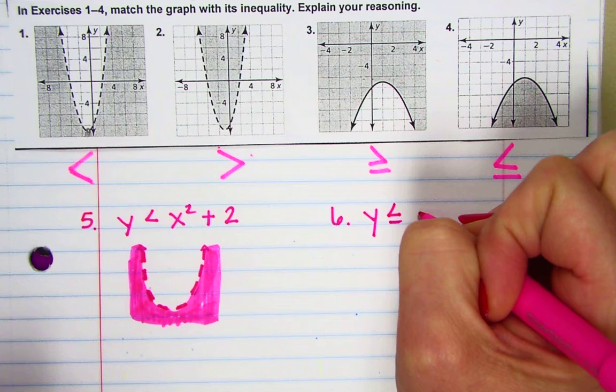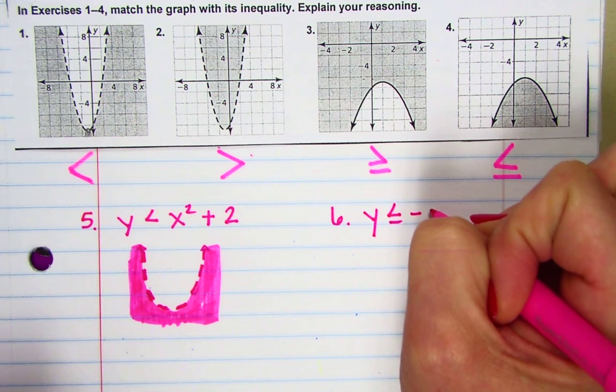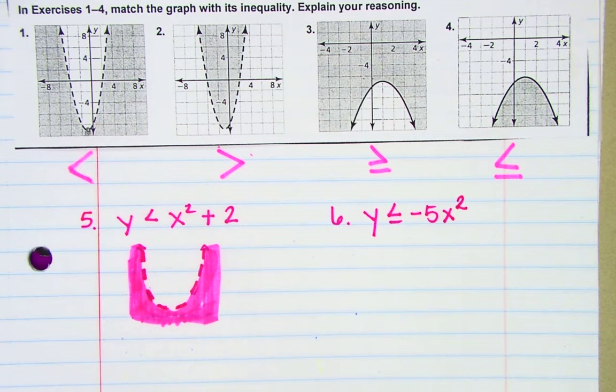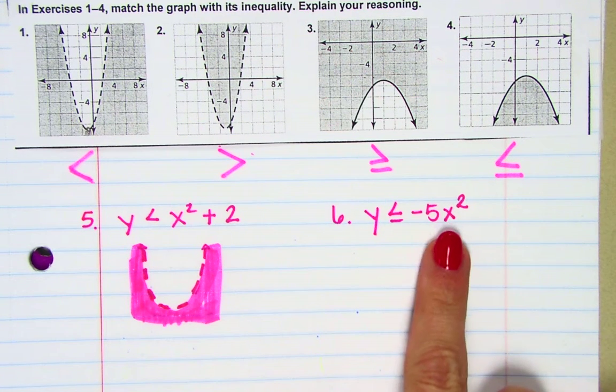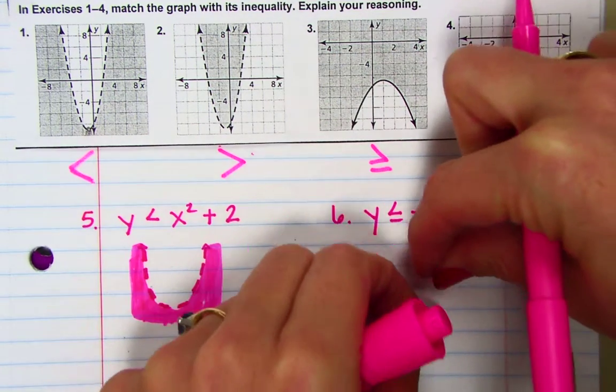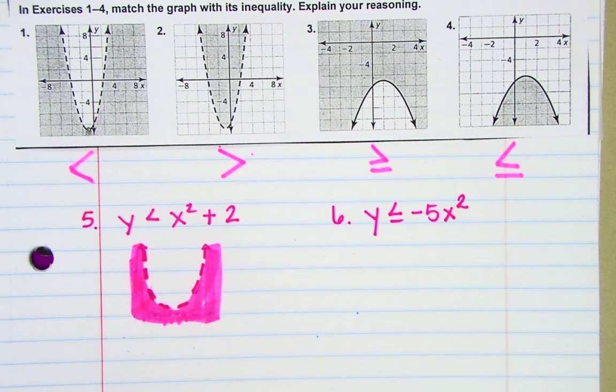Okay, number 6 is going to be y is less than or equal to negative 5x squared. Based on what we said before, is this going to open up or down? Down, right? It's negative. Also, it has a 5 in front of it. I don't know if y'all remember transformations, but that would be a vertical stretch. So it means it's going to be pretty skinny, okay?